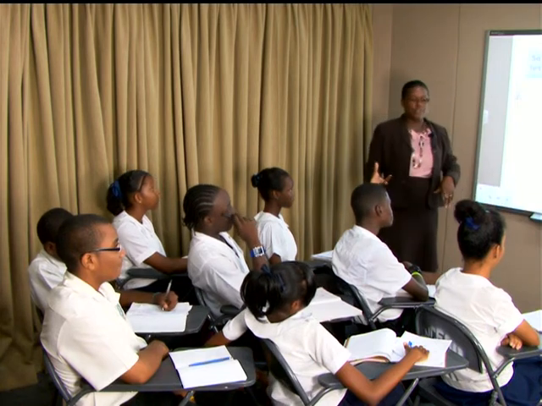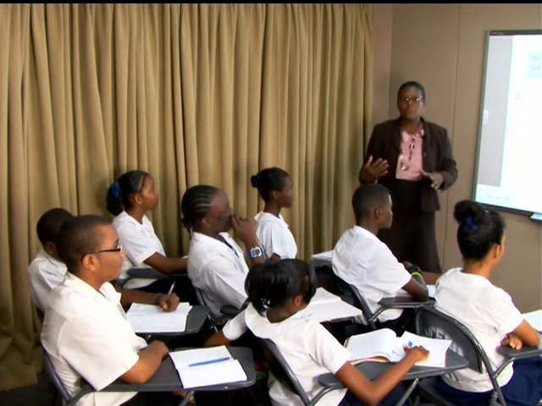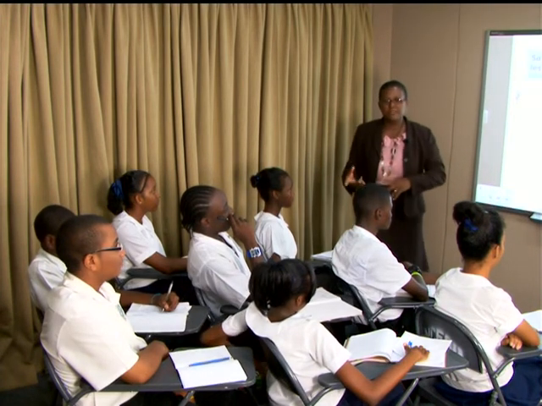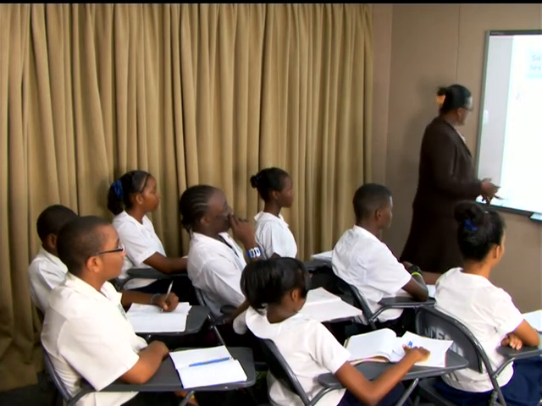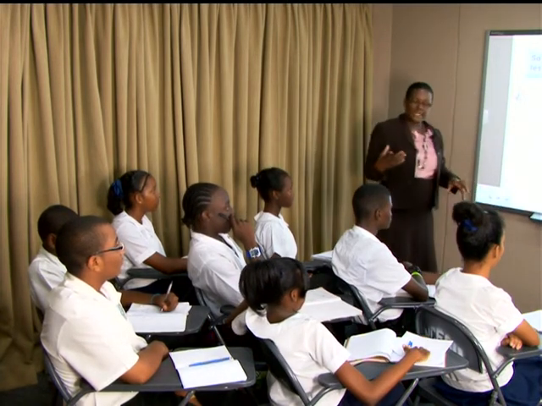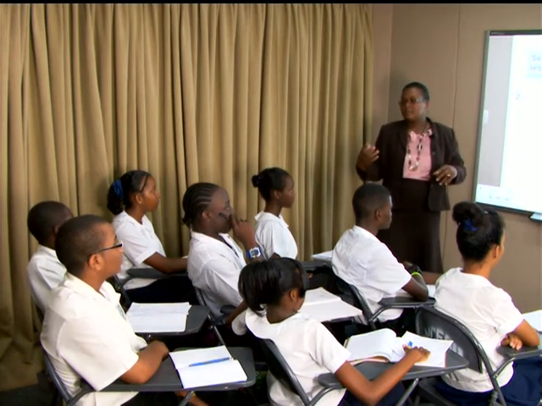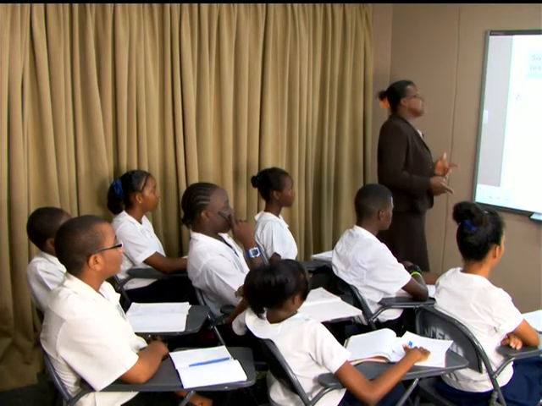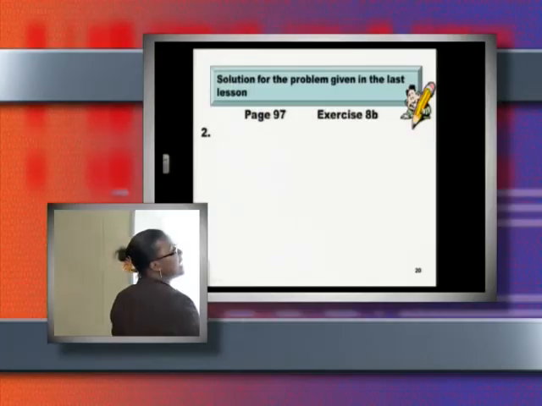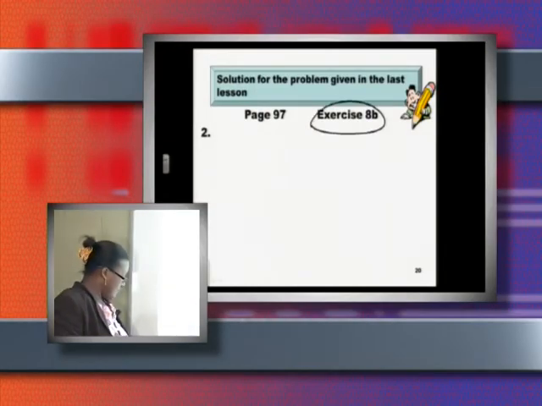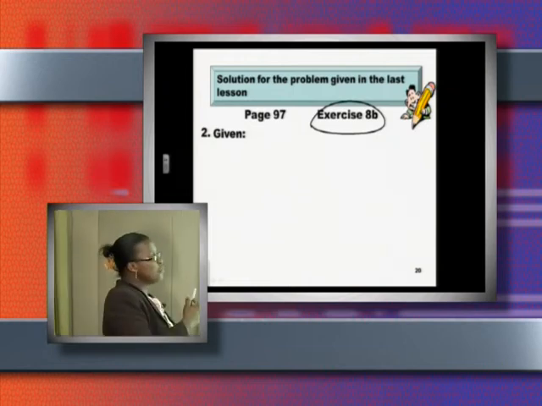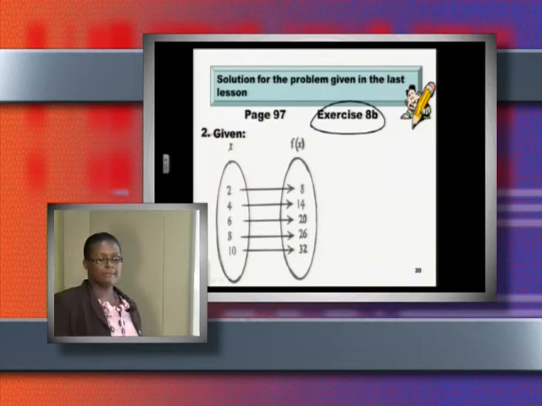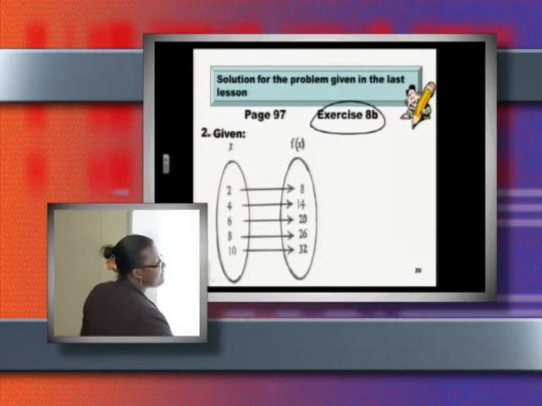Now I need to give you some guidance in what you did as reinforcement in the last lesson. So let us see what you did. You had to go to the book Mathematics for Secondary Schools in Guyana, book 3. It's locally published, and we went to page 97 and looked at exercise 8B. Question 2 was selected and we're given a mapping diagram with a set of x's and a set of f of x's.